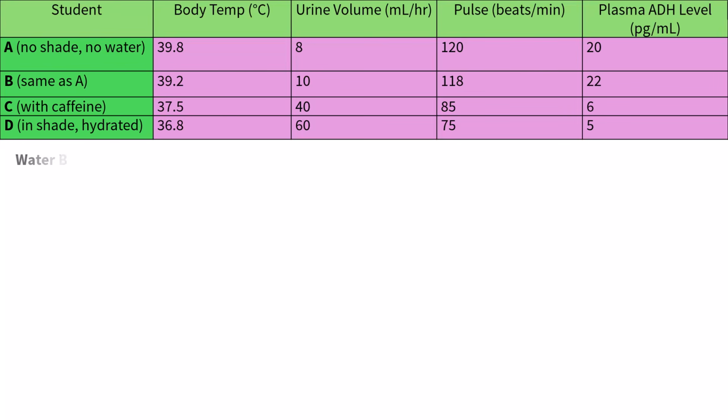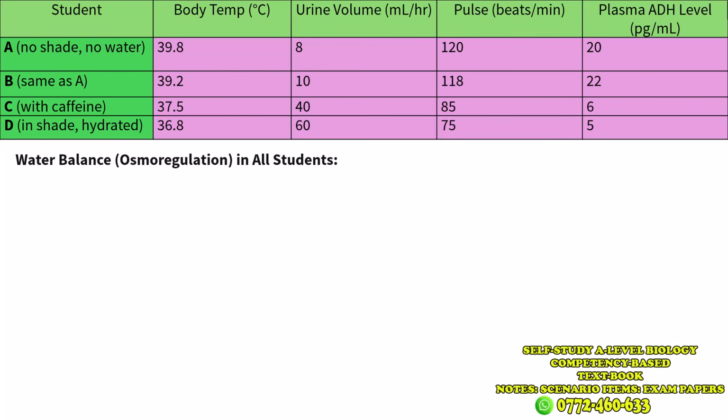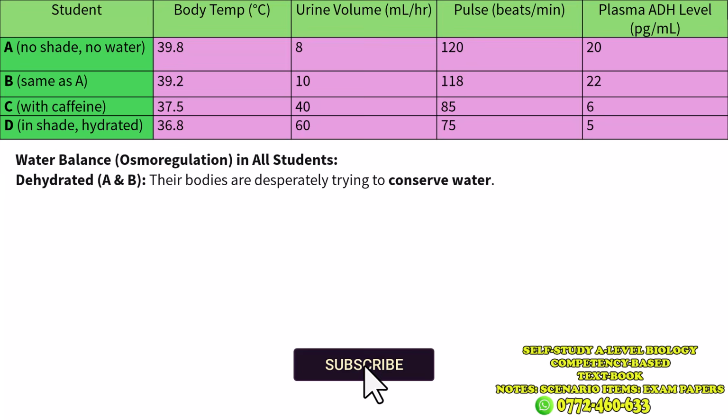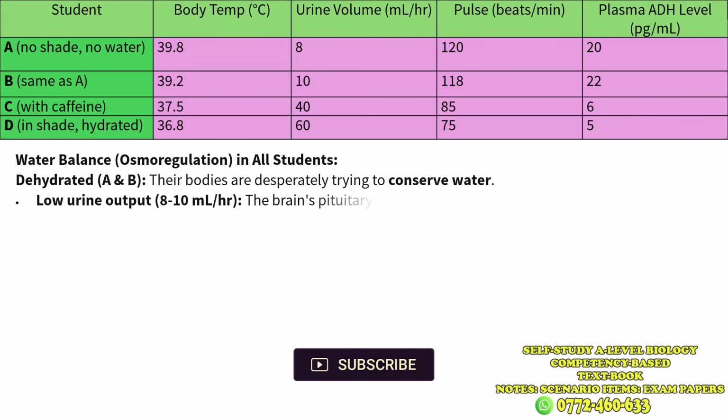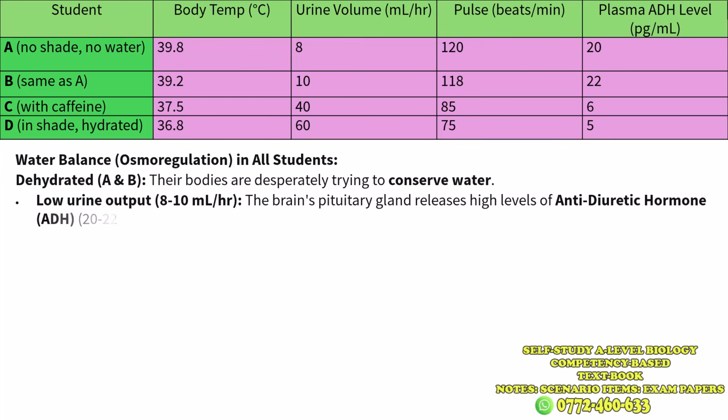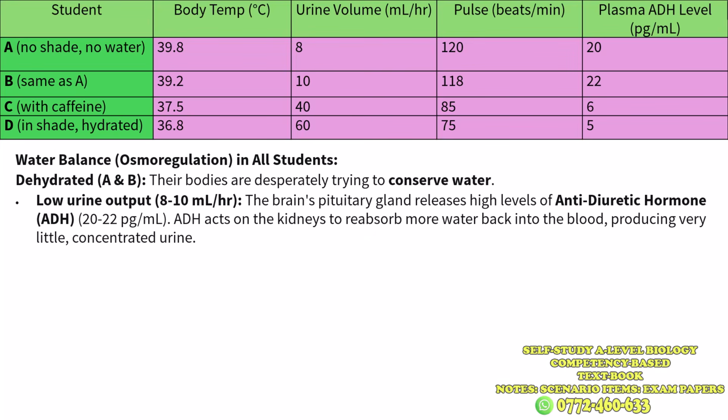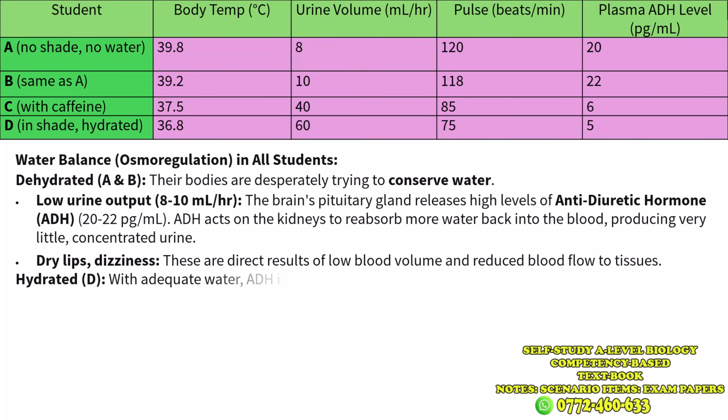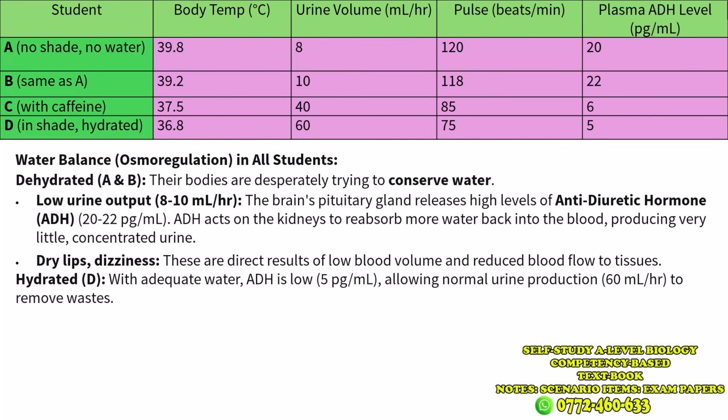Water balance in all students. Dehydrated, A and B: their bodies are desperately trying to conserve water. Low urine output. The brain's pituitary gland releases high levels of antidiuretic hormone, ADH. ADH acts on the kidneys to reabsorb more water back into the blood, producing very little concentrated urine. Dry lips and dizziness are direct results of low blood volume and reduced blood flow to tissues. Hydrated, D: with adequate water, ADH is low, allowing normal urine production to remove waste.